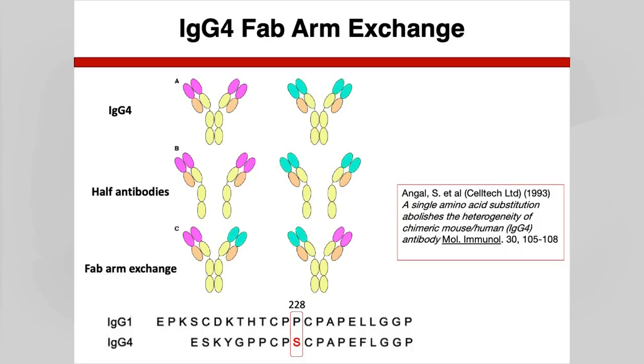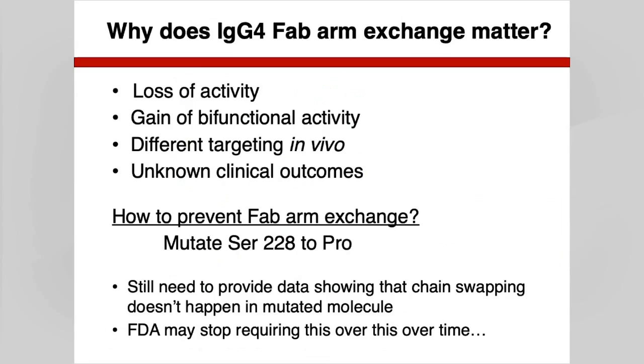And this is called the Fab-arm exchange. You can have many different outcomes. For example, you can have a loss of activity because you've just lost half of the active portion of your molecule. You can have gain of a bifunctional activity. You can have different targeting of the protein in the body because now you have a different molecule being targeted in the body. And then you can consequently have unknown clinical outcomes.